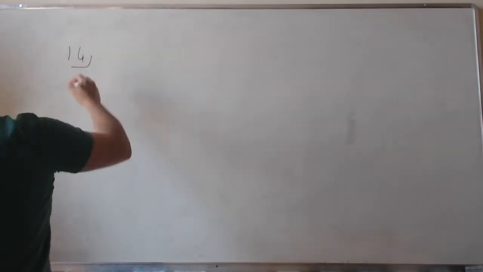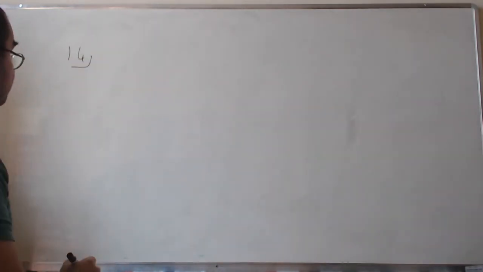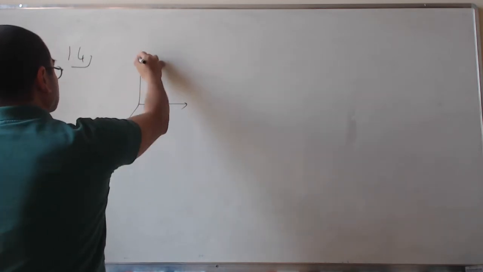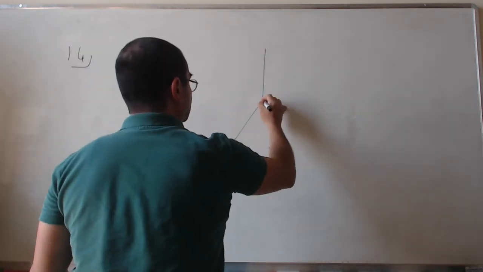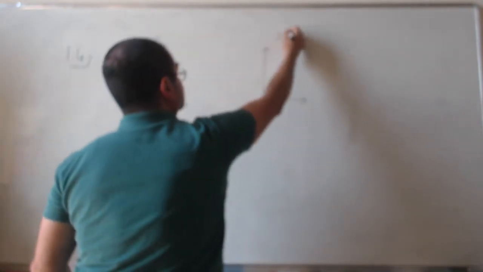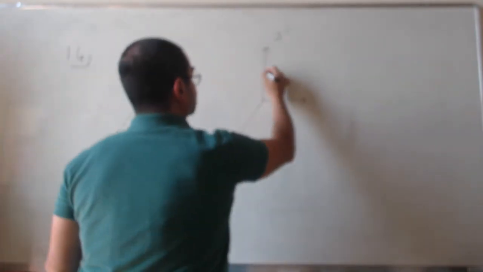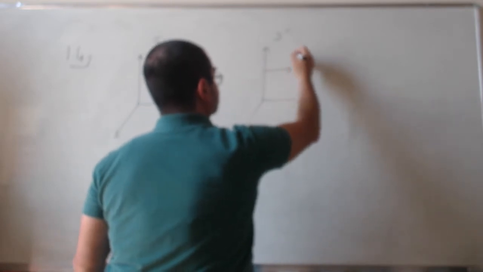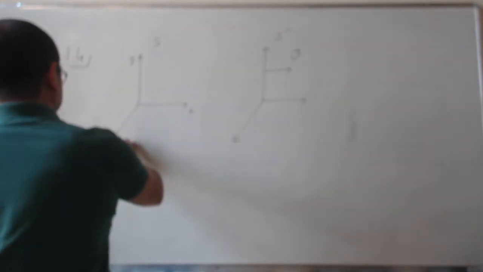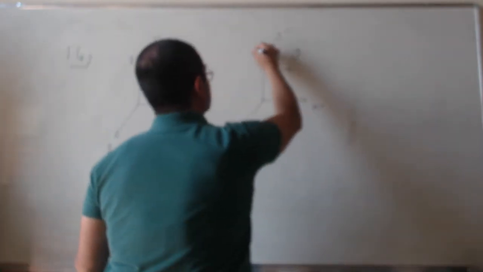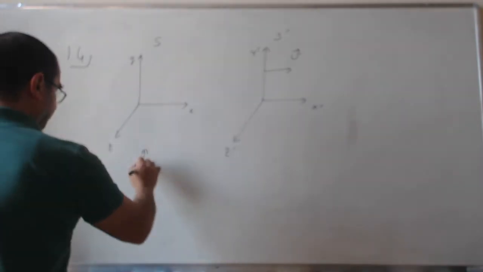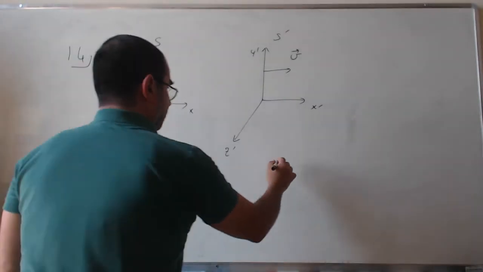Now I will go a little bit formal about this problem. I'm just going to draw two reference frames. One I'm going to call S, the other one is going to be S prime, and S prime is going to be moving at some velocity with respect to S in the positive x direction. So X, Y, and Z, X prime, Y prime, and Z prime. This is going to be our lab frame, and this is going to be our particle's frame.